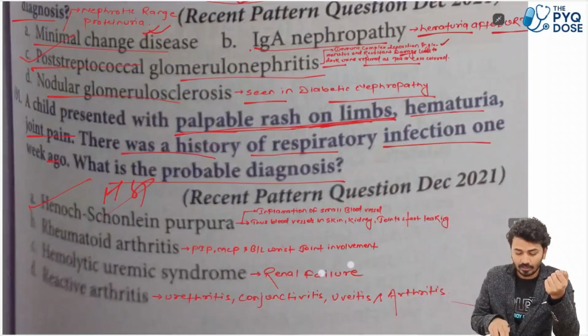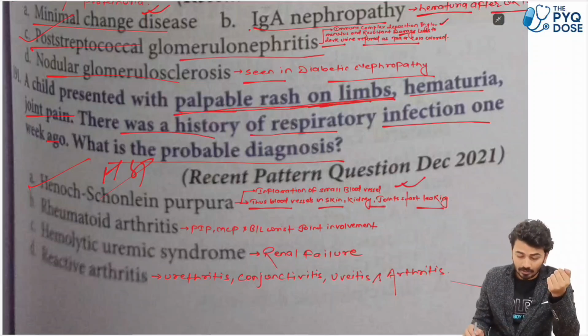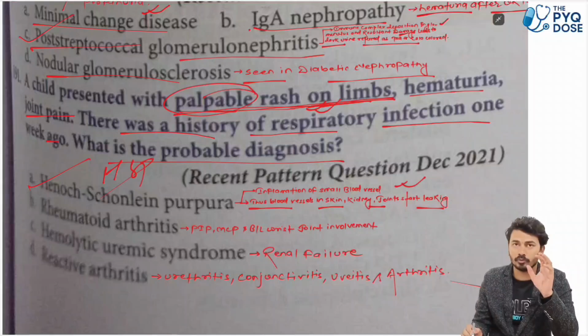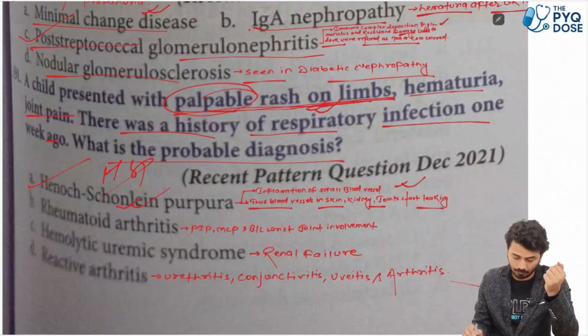HSP की तरफ जा रहा है, that is, inflammation of small blood vessels will be there, and thus the blood vessels in skin, kidney, and joints start leaking, and that's why there will be palpable rashes present everywhere. So the main buzzword here is the palpable rashes. So this is going towards Henoch-Schonlein purpura.